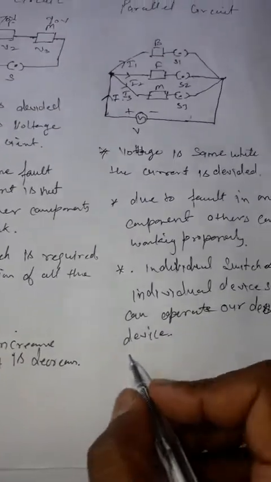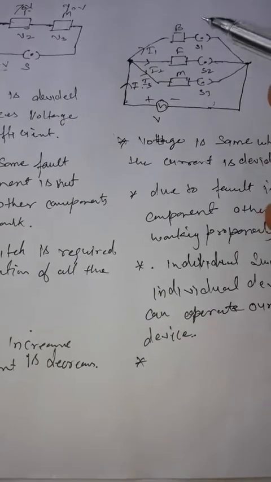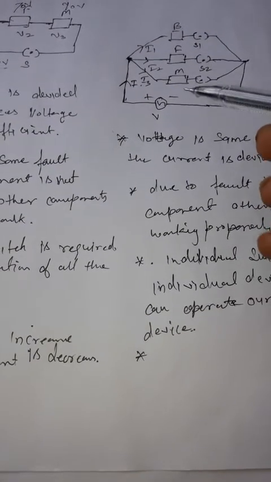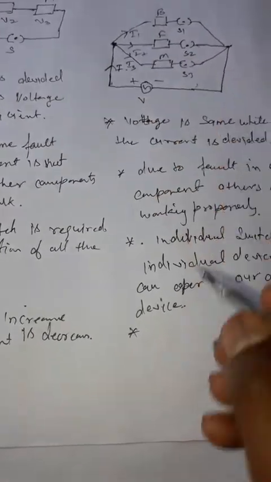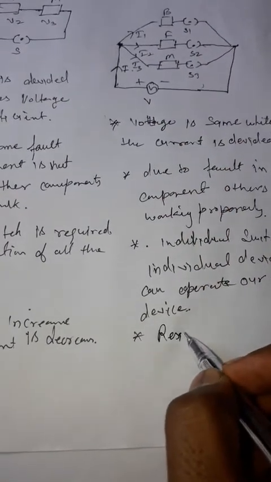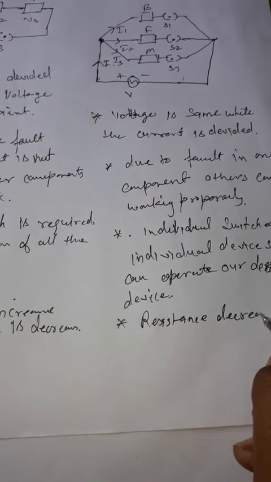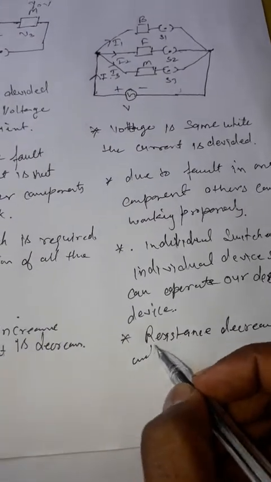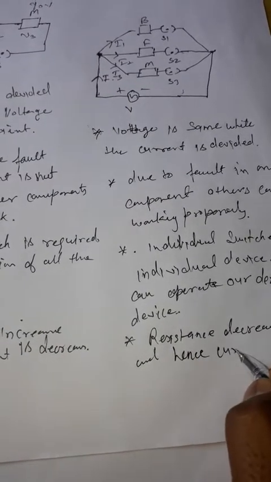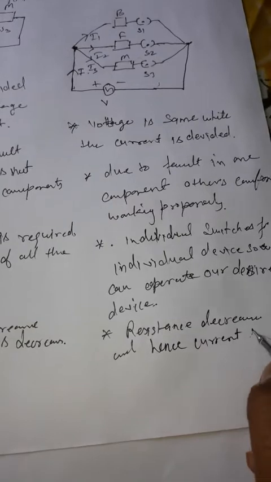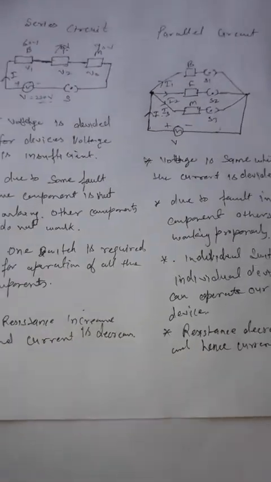In case of parallel, as the resistances are in parallel, in parallel combination resistance decreases and hence this current increases. Resistance decreases and hence current increases. So all these are the differences between these circuits.